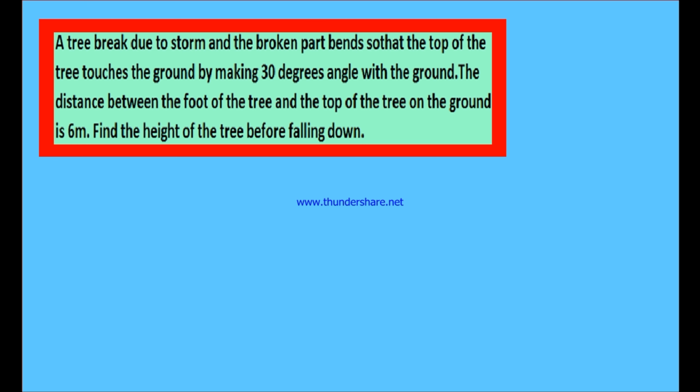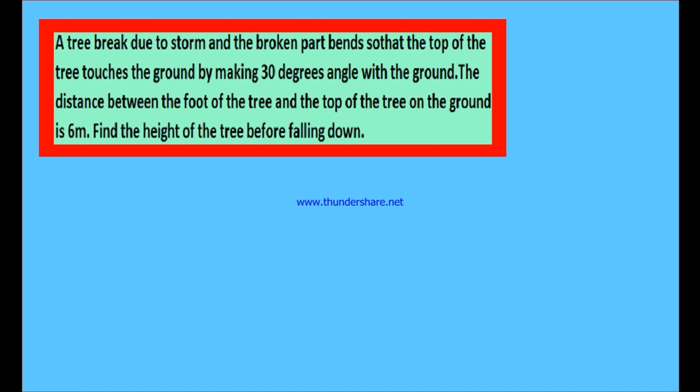Here is the first question. A tree breaks due to storm and the broken part bends so that the top of the tree touches the ground by making 30 degrees angle with the ground. The distance between the foot of the tree and the top of the tree on the ground is 6 meters. Then find the height of the tree before falling down.